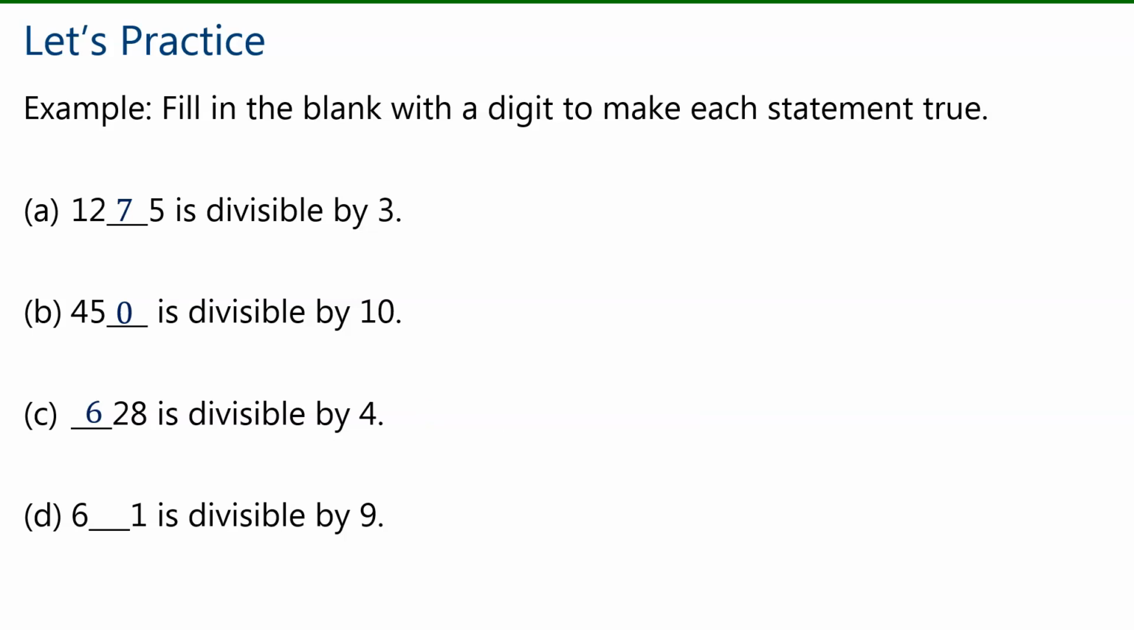Now for D, we want to make this number divisible by 9. So let's add up what we have so far. 6 plus 1 is 7. So if I want to make this a multiple of 9, I'm going to have to put a 2 here. So it adds to 9. You can try other numbers, but this is the only one that would work in this case.